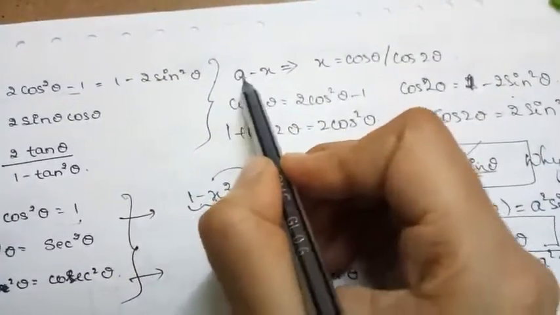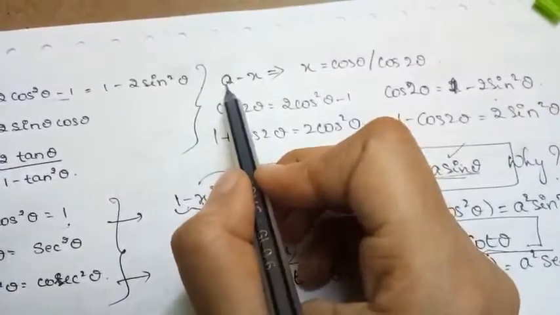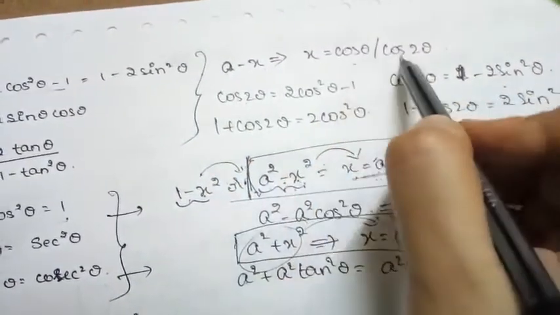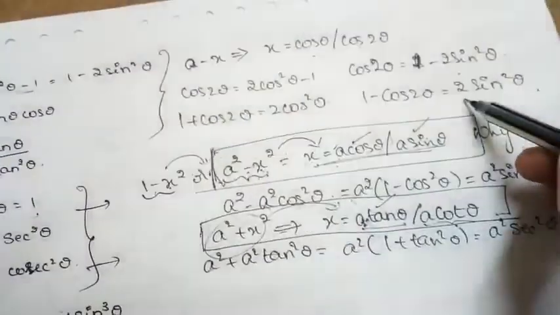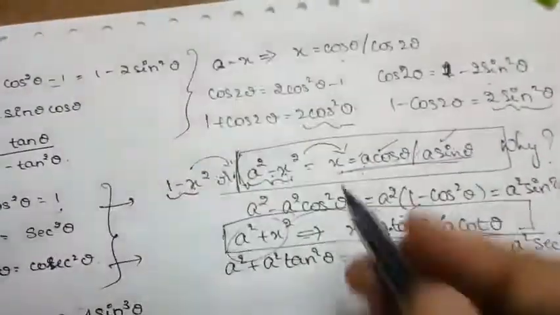So the question is in the format what? 1 minus x, or in place of 1 we are having a. Suppose I replace x by either cos theta or cos 2 theta, then simultaneously we are going to get the respective identities with this trigonometric identity.